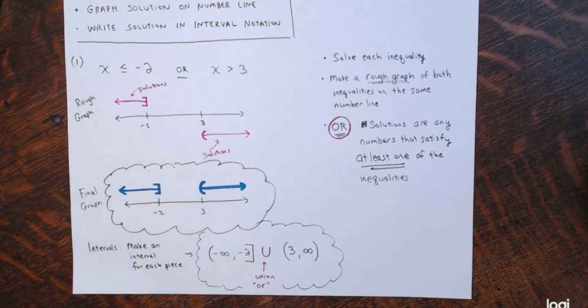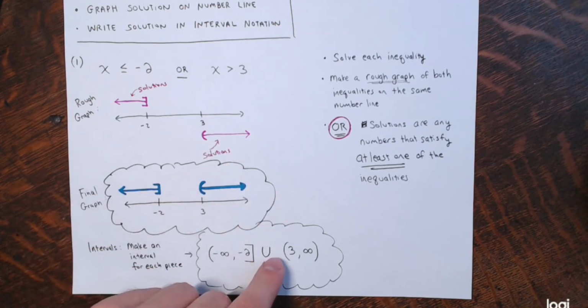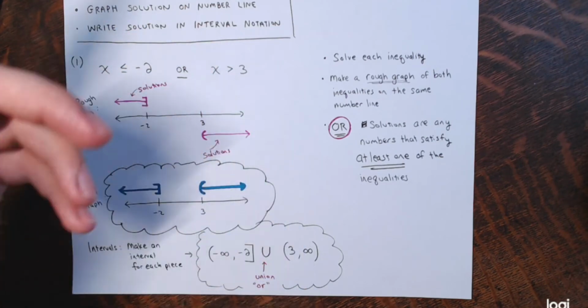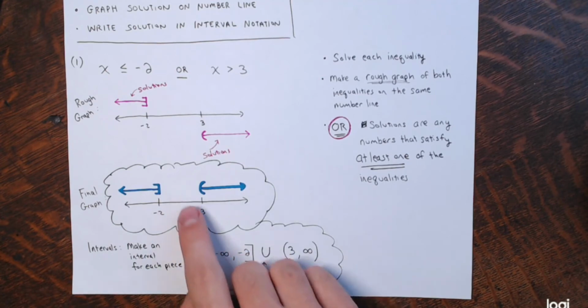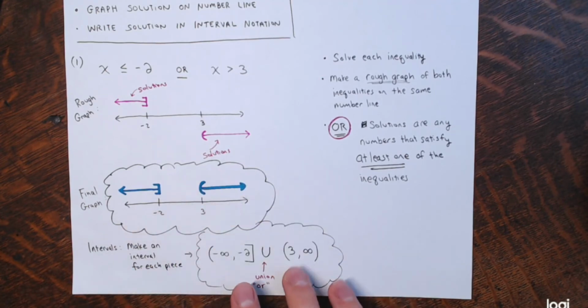All the numbers less than or equal to negative 2 are solutions, or all the numbers greater than 3 are also solutions. And don't forget, when there's a gap, when there's a separation in the intervals, use this union symbol. You're going to see that often. It's just, again, a symbol for the word or. Okay, wonderful. And that's it.